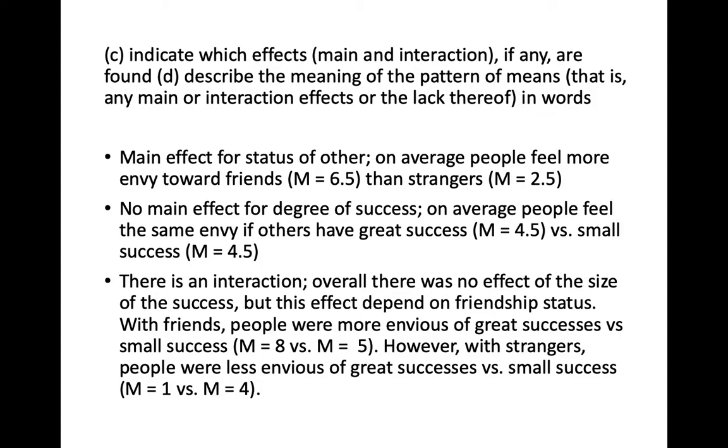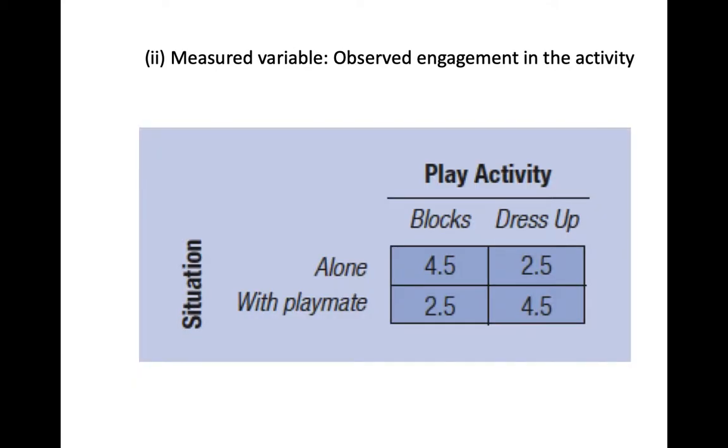Okay, the other way that you can decompose or break that down is that you can look to see whether the main effect of status of others, which is that we feel more envious towards friends and strangers, is a 4-point effect, such that we're on average 4 points more envious of friends and strangers, and whether that is true regardless of the size of the effect. And what you'll find is, of course, it's not. Okay, so that's how I did that first one.